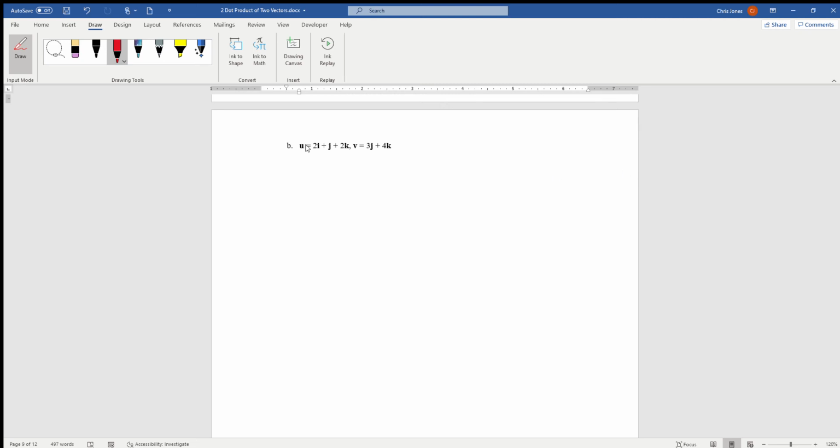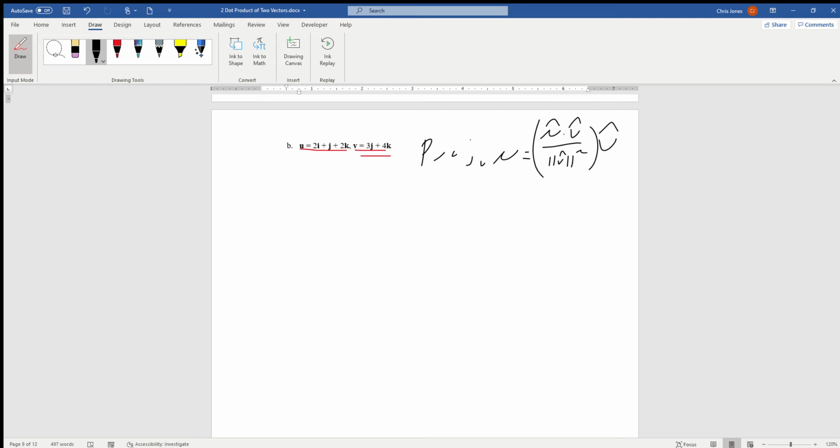So a second example of being able to find a vector projection of u onto v, this time in 3 dimensions. So we have two vectors. u is 2i plus j plus 2k, and v is 3j plus 4k. Let's recall the formula for projection. The projection of u onto v is going to be equal to u dot v over magnitude v squared times v.